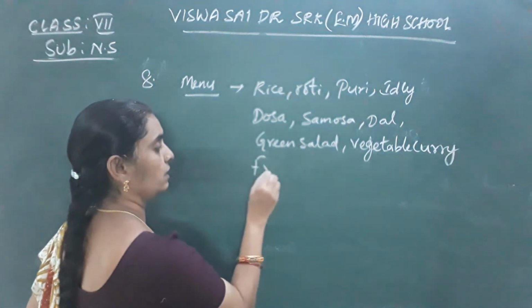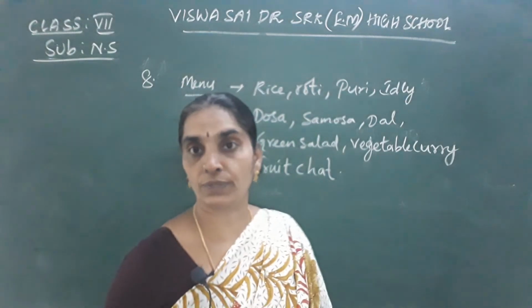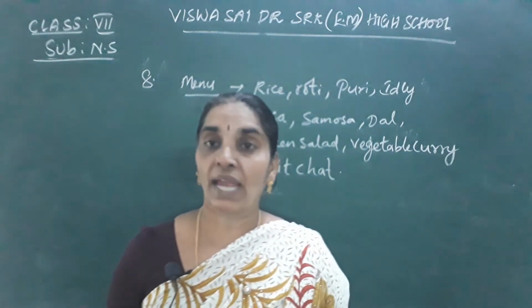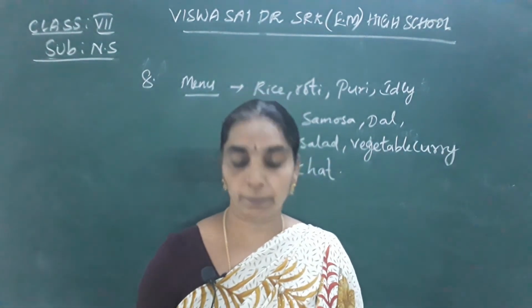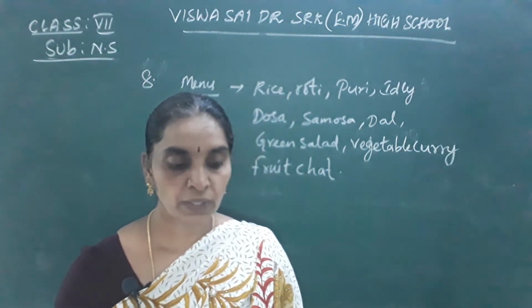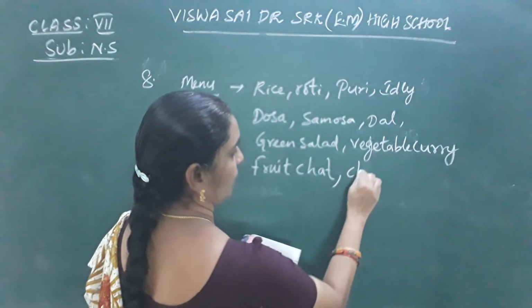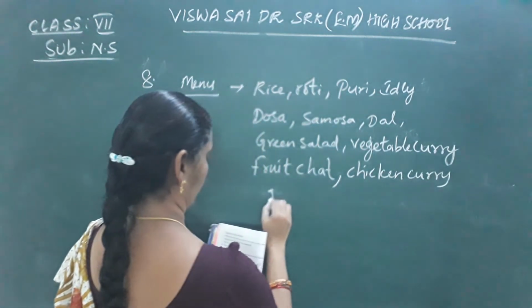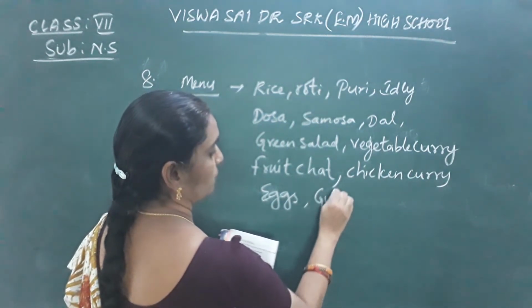Fruit chaat. What is a fruit chaat, children? Fruit chaat contains a mixture of fruits. Different varieties of fruits are cut and added with honey or sugar for taste. They can also be cut into different shapes and served to you. Next, chicken curry, eggs, and gulab jamun are also here in the menu.